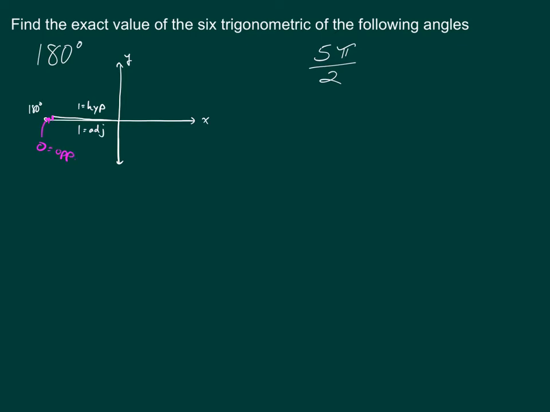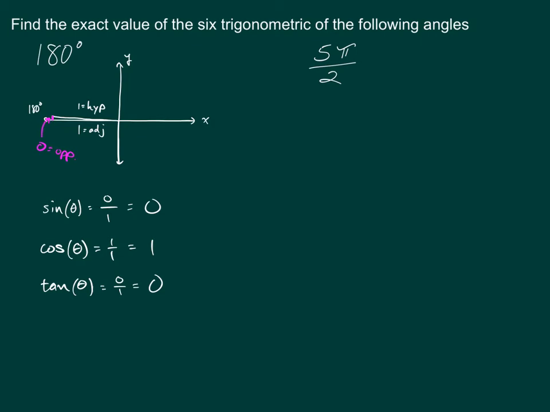So here we can see a few things like the opposite over the hypotenuse is the sine of theta. So that's 0 over 1, which is just 0. Let's see, what else do we have here? We have cosine is adjacent over hypotenuse, which is 1 over 1, which is just 1. And tangent of theta is opposite over adjacent. So 0 over 1 is 0.